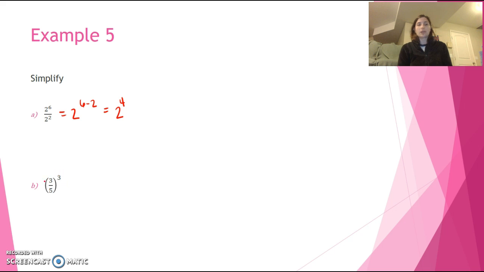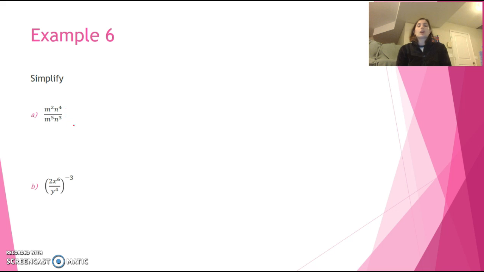Here I have my quotient, so power of a quotient, so I'm going to distribute the 3 to both of those, so we'd have 3 cubed over 5 cubed. And again, if it says to evaluate, then we would take 3 to the 3rd power and 5 to the 3rd power. So just read your directions in Math Excel to make sure that you do that correctly.